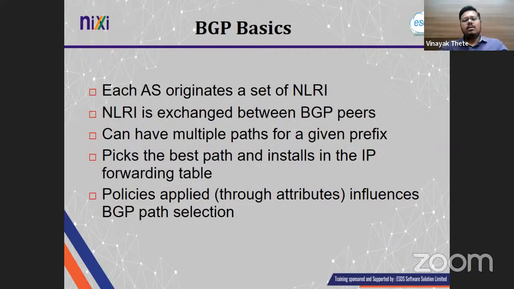So again, the best path can be selected manually as well, using different types of attributes for the routes to travel from one AS to another AS. So we'll speak later about how the policies can be applied, and what the attributes are that can be used for applying the policy for traversing any type of route.